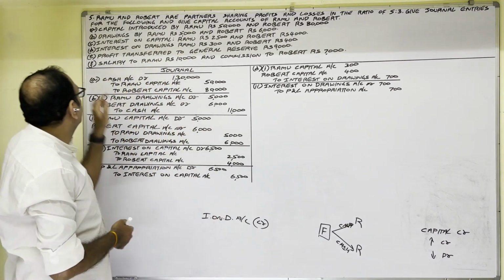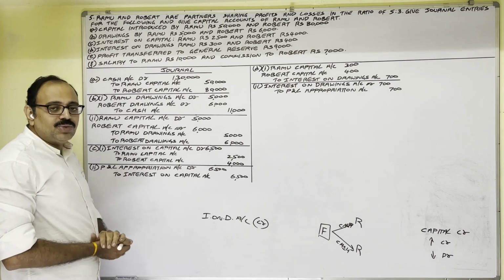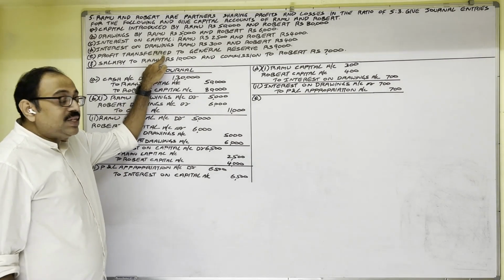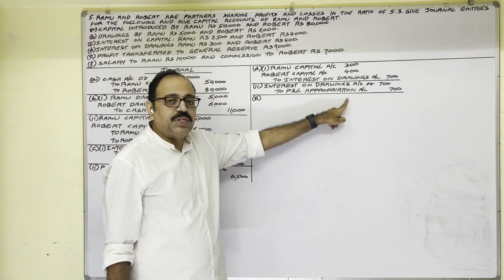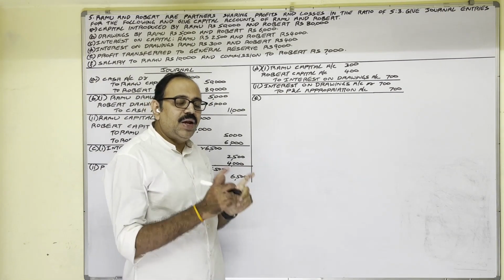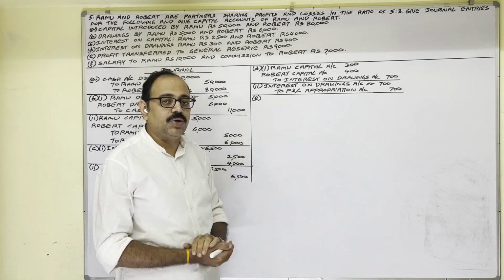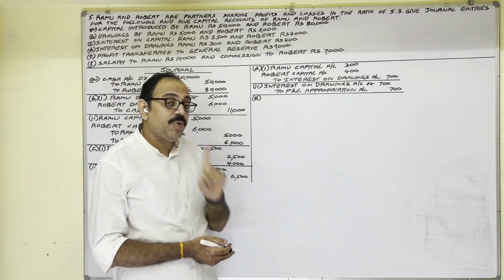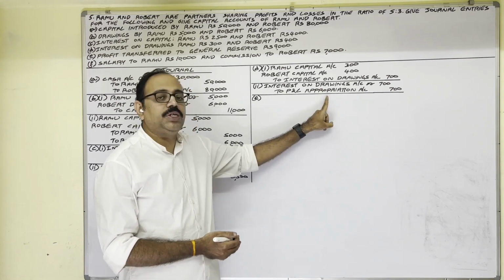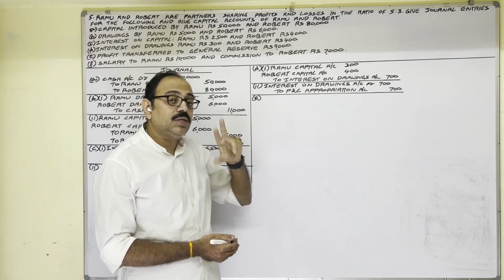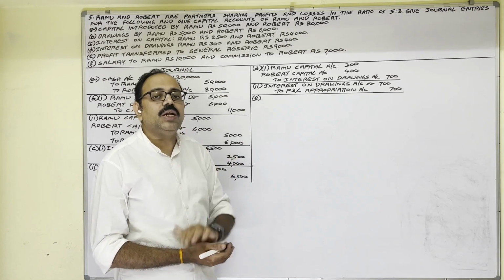Next come to E. Profit transferred to general reserve 9,000. Profit in which account is transferred to general reserve account? Profit in profit and loss appropriation account. Because in trading account profit is gross profit, that we transfer to profit and loss account. In profit and loss account profit is called net profit, that we transfer to profit and loss appropriation account. In profit and loss appropriation account profit, he is asking us to transfer to general reserve.